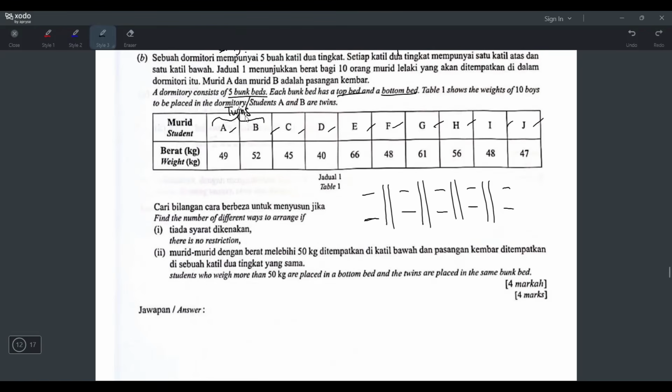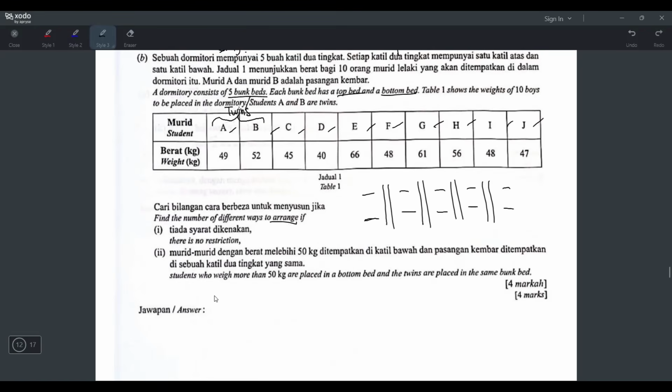Okay. All right, let's do A. I mean the question 1. Find the number of different ways to arrange. Okay, I see the keyword arrange. So definitely you use permutation because arrange means the order is important. The order is important. Okay. Yeah. So let's do number 1.